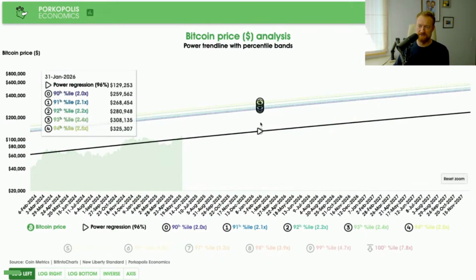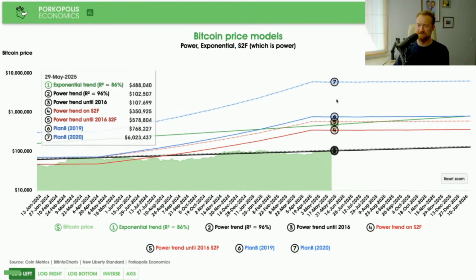So if you go out to the end of our 4 years, again, as I've talked about many times, something like 250 to 300,000 is a possible topping price for this cycle. Okay, so I hope that made sense. Let me know if any questions.